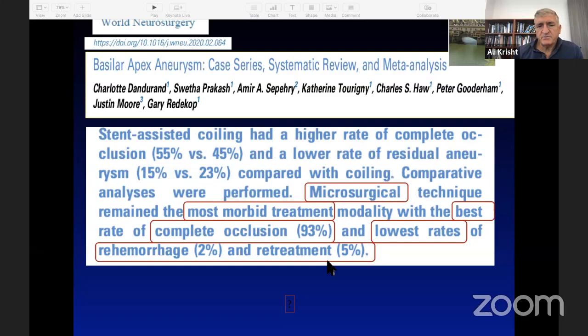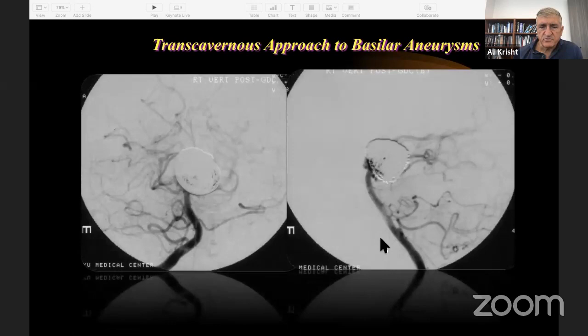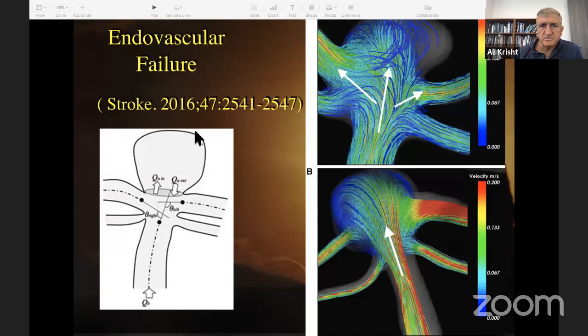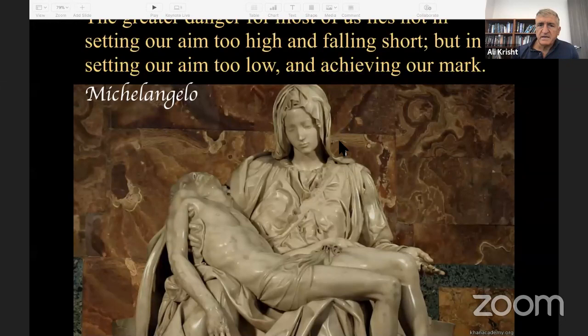We cannot accept to keep lowering our standard because we're going to end up with cases like this nonstop. Catastrophes like this, with massive strokes in the brainstem. And we don't talk about surgery when we talk about endovascular failures. It's like the whole discussion is taken away from us. So what happens? The result is our standard has fallen and we're accepting a lower bar, and we're not asking ourselves for something stronger and better for our patients. And this is not good. This is going to result in a lot of bad cases.